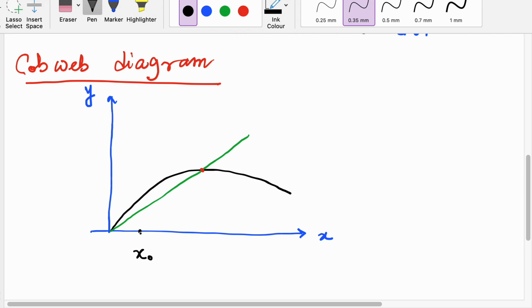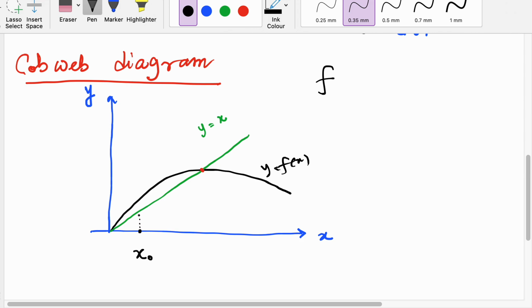Now if I apply this function, this is the fx, this line is y equal to x, and this is y equal to fx. If I want to know where x0 goes when I apply f on it, it will become f of x0.